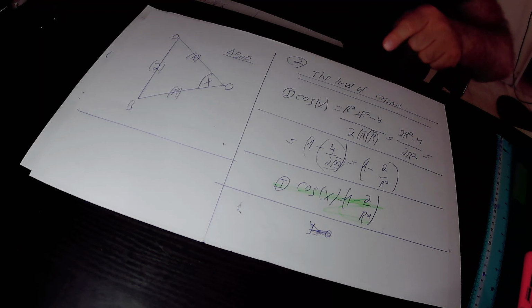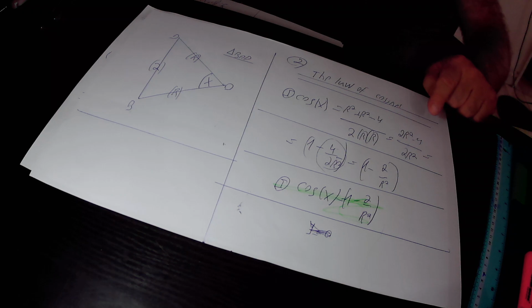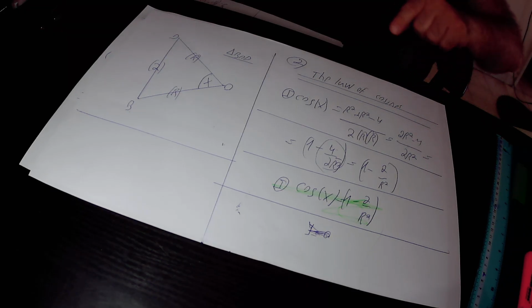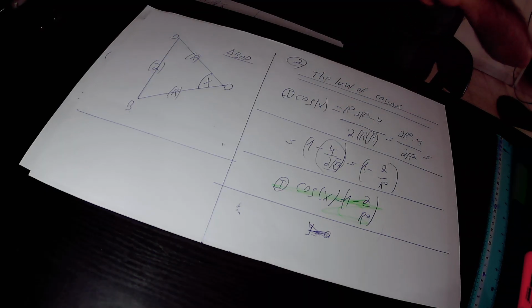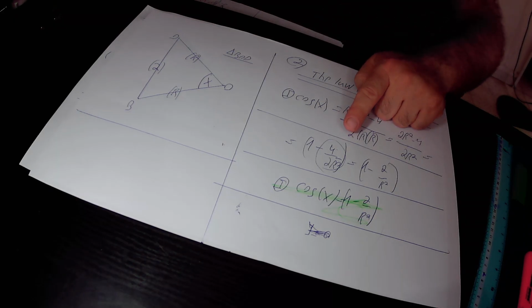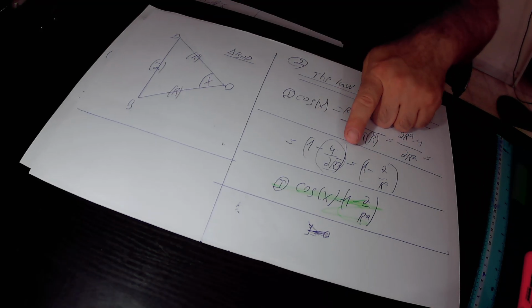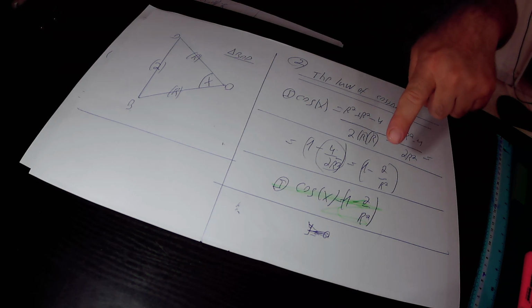So in conclusion, according to equation 1, cosine x equals R squared plus R squared minus 4 over 2 times R times R. R squared plus R squared is 2R squared, so in the numerator we have 2R squared minus 4 over 2R squared. 2R squared over 2R squared is 1, and we have also here minus 4 over 2R squared. Dividing both numerator and denominator by 2, minus 4 over 2 is minus 2, and 2R squared over 2 is R squared. So in total, according to equation 1, cosine x equals 1 minus 2 over R squared.